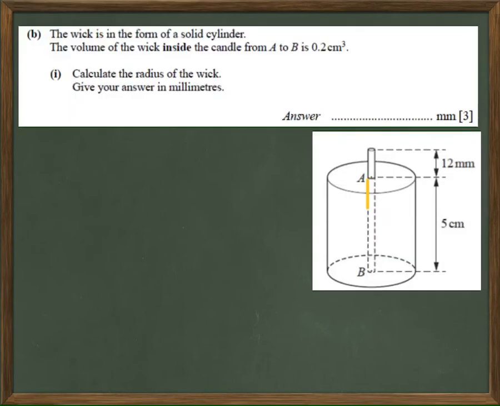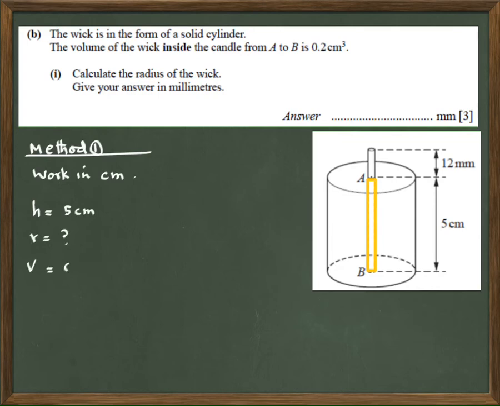So now let's move on. The second part. The wick is in the form of a solid cylinder. The volume of the wick inside the candle from A to B is 0.2 centimeter cube. Calculate the radius of the wick. Now, this question, I can do it in two ways. In the first method, I am working in centimeters. Height is 5 centimeter, radius is unknown, volume is 0.2 centimeter cube. I'll get my radius in terms of centimeter and then later on I can convert it into millimeters.